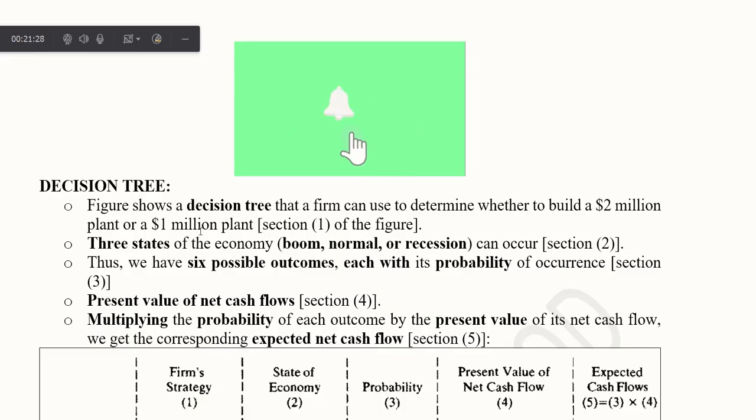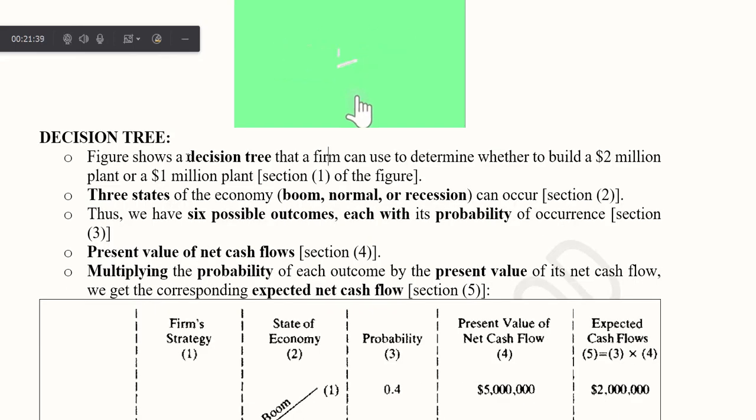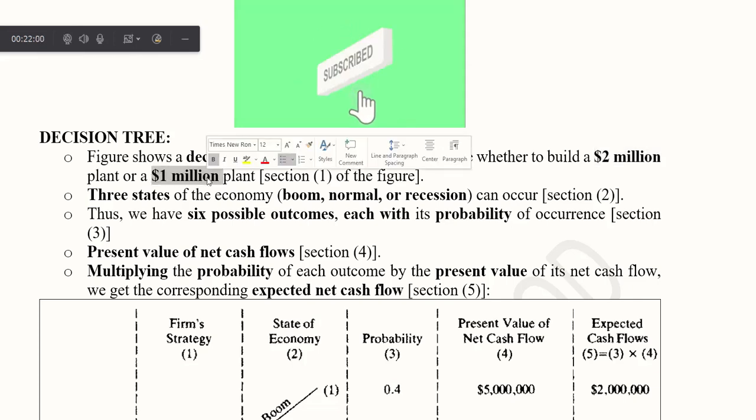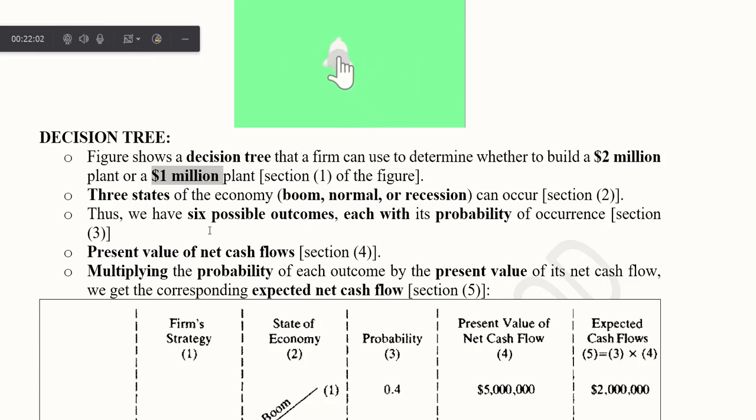Expected value can be used in a more elaborated way by incorporating a certain diagram, which is known as the decision tree. So let us see how we can use this decision tree in order to make more meaningful interpretations. So here we have a situation where a firm manager is trying to make a decision that if he should go for a plant worth $2 million or $1 million. So this is the question that the firm manager has to answer.